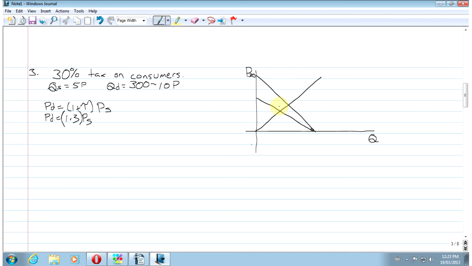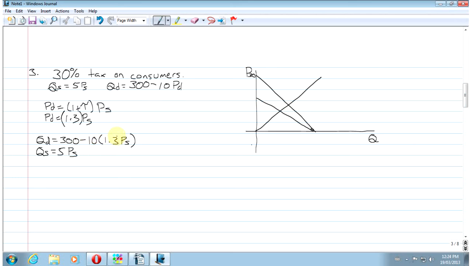So let's actually solve this out. Subbing in PD where we can. So QD is 300 minus 10, and instead of PD and PS, I'm going to substitute in this expression for PD. And then not PD, QS. Completely wrong. QS is just 5 PS.